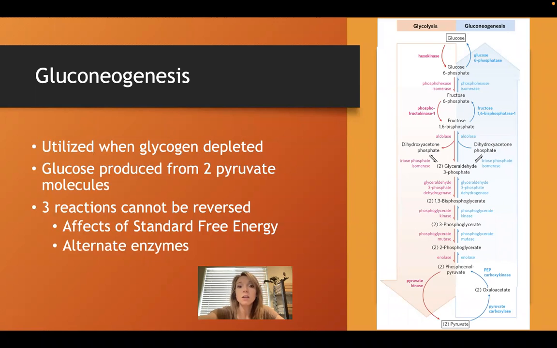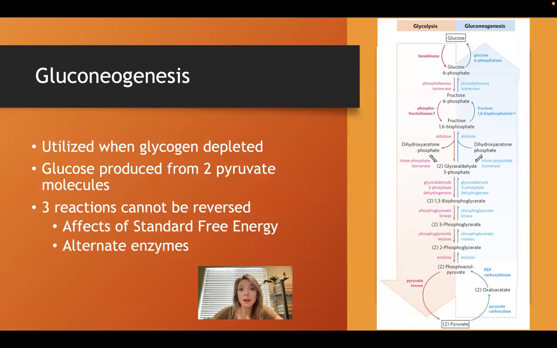Recall that gluconeogenesis begins with 2 3-carbon molecules, pyruvate, that combine to make a single 6-carbon molecule, glucose. Although this reaction is the opposite of glycolysis, and the products and reactants are swapped, it is not simply glycolysis in reverse. It does, however, utilize some of the same enzymes, including aldolase. Why can't we just reverse the process of glycolysis for gluconeogenesis? And the answer to that is in standard free energy.